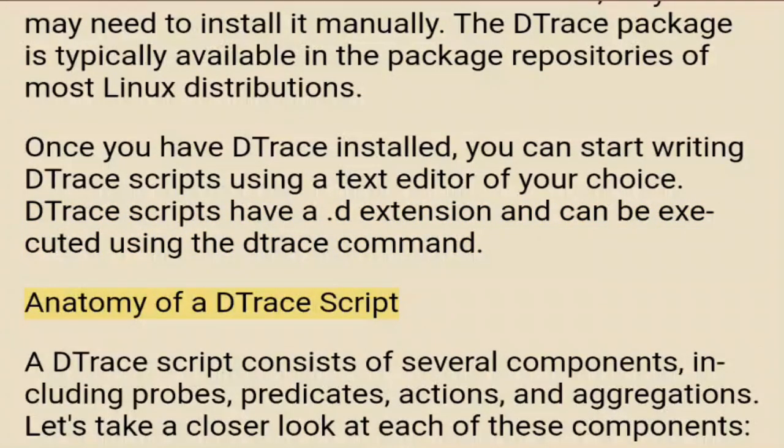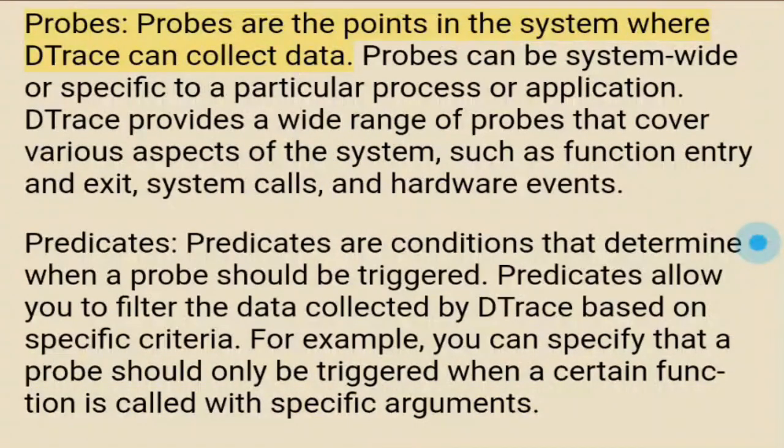Anatomy of a dtrace script. A dtrace script consists of several components, including probes, predicates, actions, and aggregations. Let's take a closer look at each of these components. Probes. Probes are the points in the system where dtrace can collect data. Probes can be system-wide or specific to a particular process or application. dtrace provides a wide range of probes that cover various aspects of the system, such as function entry and exit, system calls, and hardware events.